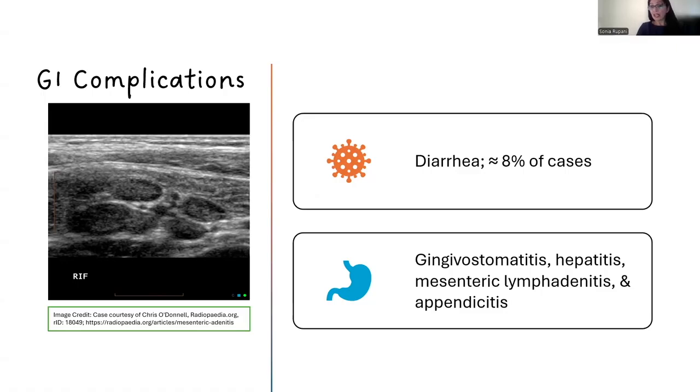Some other GI complications that are linked to measles: hepatitis. They can have appendicitis, and then the lymph nodes in the mesentery would be inflamed, causing mesenteric lymphadenitis. As seen here, this image shows the lymph nodes are enlarged, and we know that most cases will mimic appendicitis because it's in the right lower quadrant.